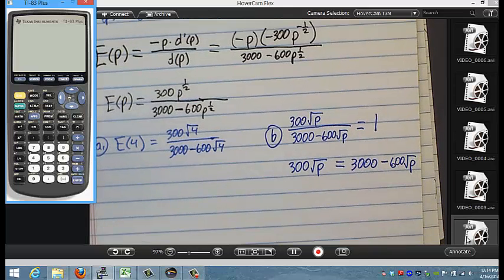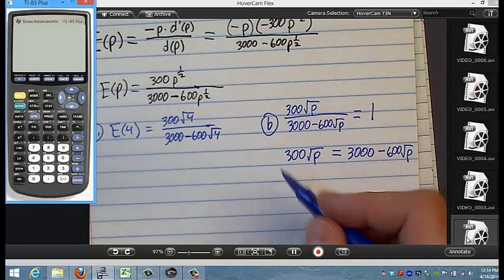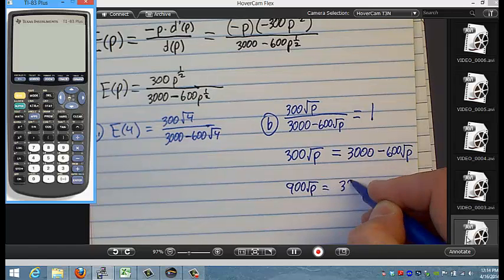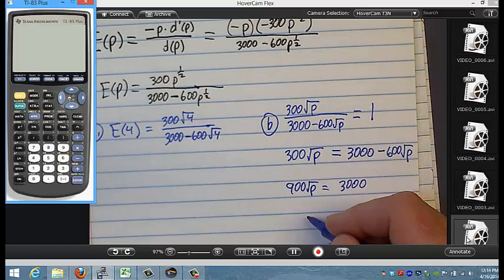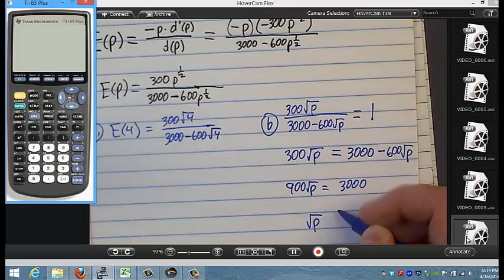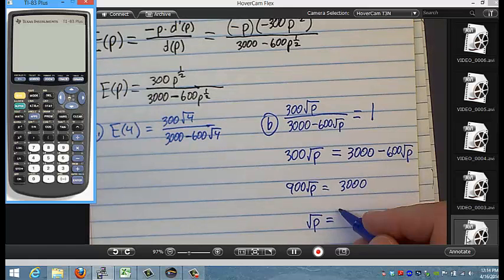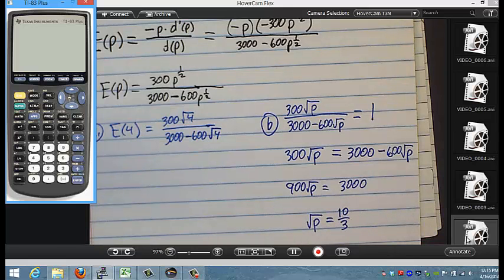I think what I would do next is get rid of the fractions. You could write 1 as a fraction, 1 over 1. But basically, when you clear the denominators out, you get 300 over square root of p equals this denominator. That's how you get a fraction to equal 1: you need the numerator and denominator to be equal. Okay? So now adding, I get 900 square root of p is equal to 3,000. And so I get the square root of p, well, I added 600, right? So the square root of p ends up being 30 over 9, which is 10 thirds, if you divide both sides by 900. And so I get p is 100 over 9.